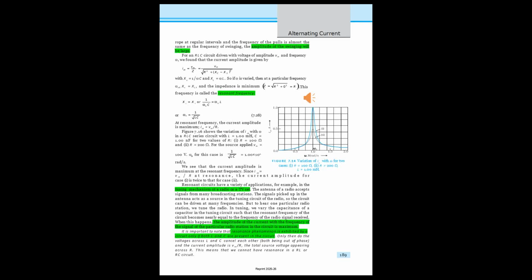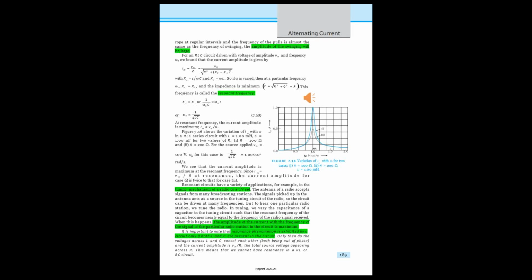That means Z will be equal to root of R square plus 0 square, which will be equal to R. This frequency is called the resonant frequency. So XL will be equal to Xc, and that will be given by 1 by omega naught C equal to omega naught L, or omega naught will be equal to 1 by root of LC. So at resonant frequency, the current amplitude is maximum, which means Im will be equal to Vm by R.